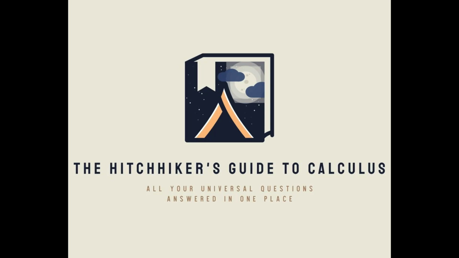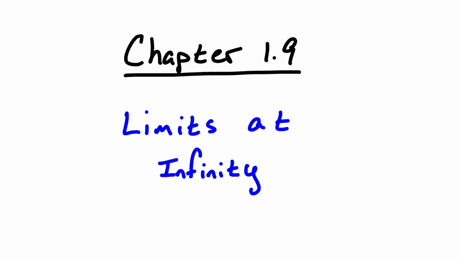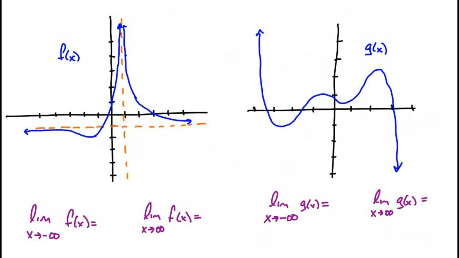My name's Kevin, and I'll be your guide to Chapter 1.9, Limits at Infinity. First off, we'll check out what this means graphically. Now, we're going to take a look at two different functions, f of x on the left, g of x on the right, and see what's happening at infinity.